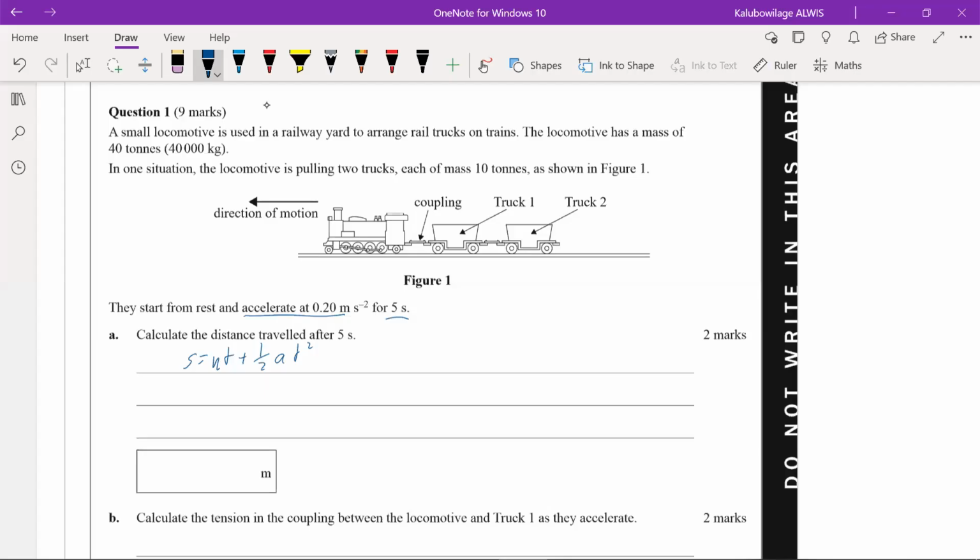This is a constant acceleration formula, and it's accelerating at 0.2 meters per second squared for 5 seconds. You just have to find the distance after these 5 seconds. We just plug it in, and it starts at rest, so u is 0. It comes to 2.5 meters.